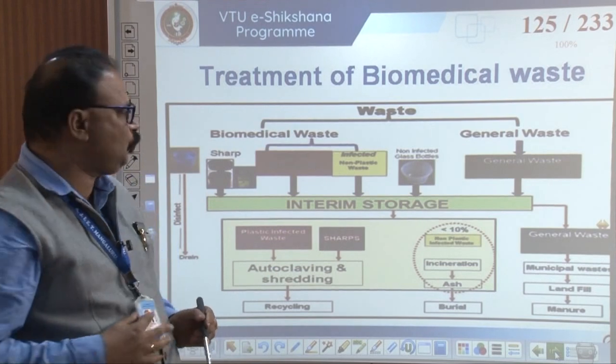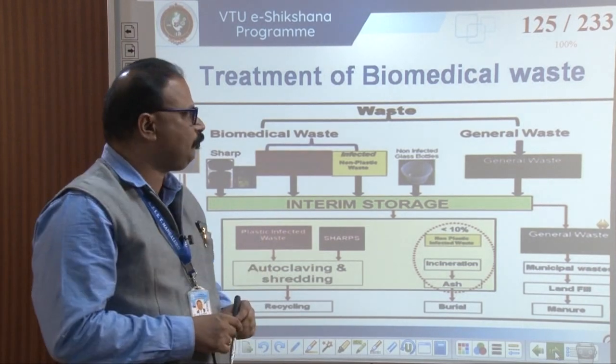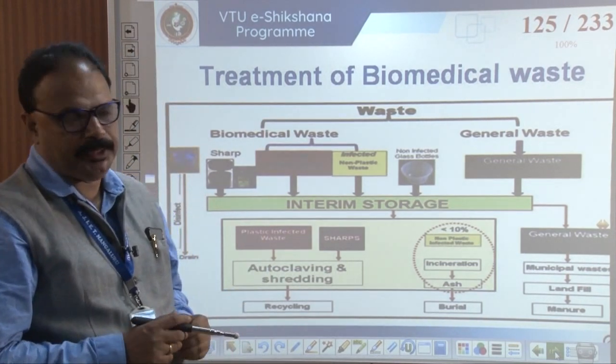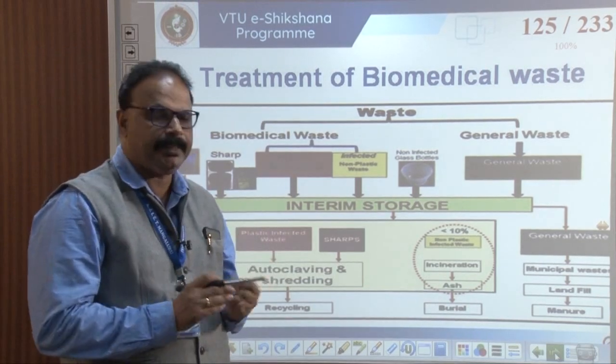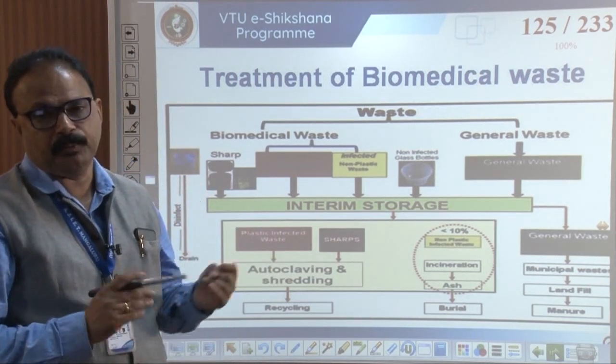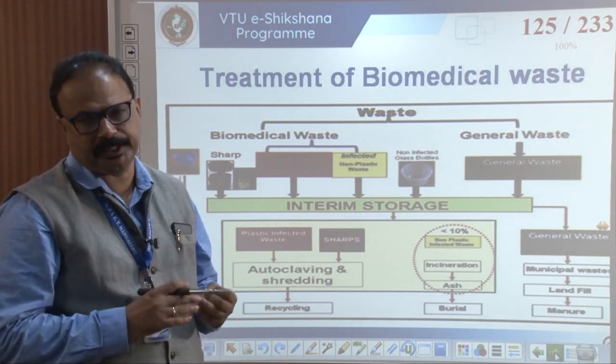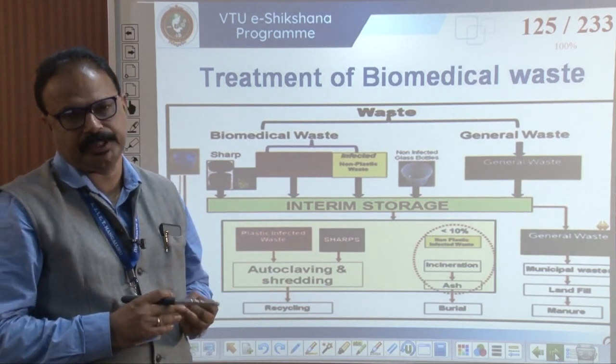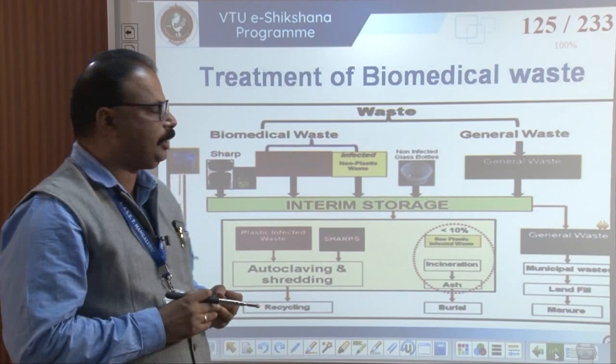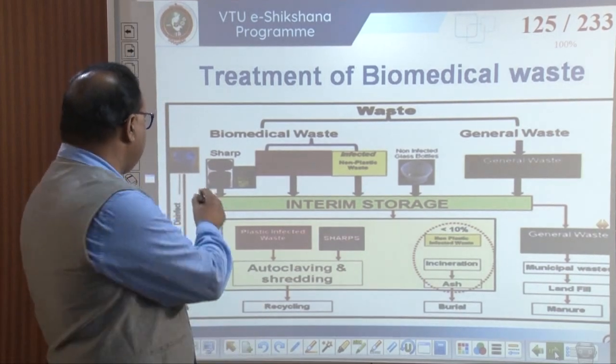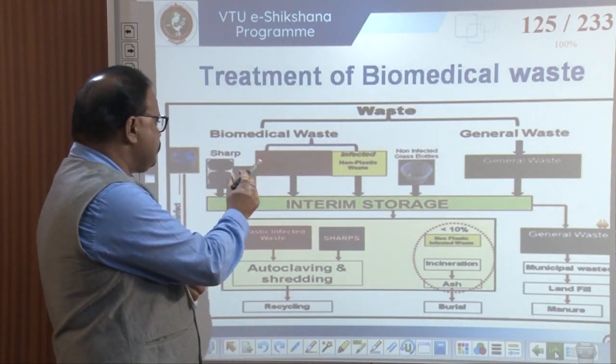Now we will go for the treatment of the biomedical waste. Very, very important. Source over, collection over. Now, treatment: how is it treated? How is biomedical waste treated? Now, these are sharp materials. See how they are treated.